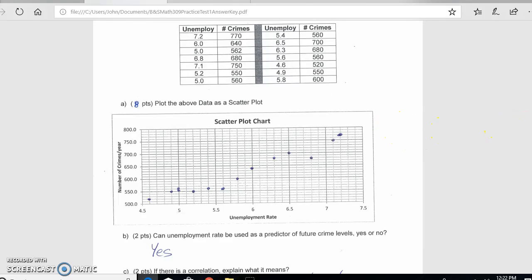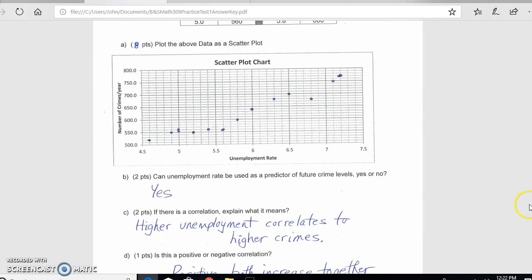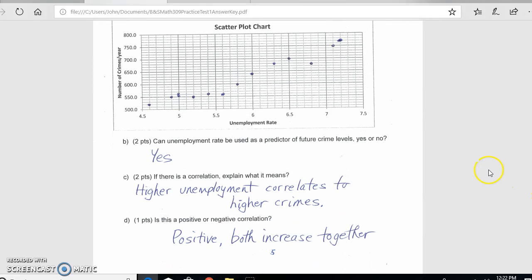So then we have several questions that we want to answer down here at the bottom. Letter B asks the question, can unemployment rate be used as a predictor of future crime levels, yes or no? And the proper answer is yes, because as unemployment rates increase, we see the crime rate increasing as well. Letter C asks the question, is there a correlation? And explain what it means. And the answer is that higher unemployment correlates to higher crimes.